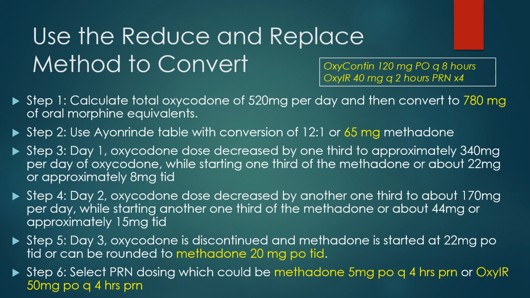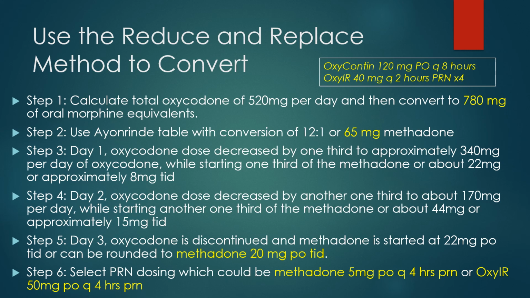Oxycodone dose is decreased by 1/3 to approximately 340 mg per day of oxycodone, or starting 1/3 of the methadone, or about 22 mg or approximately 8 mg TID. Step 4. Day 2. Oxycodone dose is decreased by another 1/3 to about 170 mg per day, or starting another 1/3 of the methadone, or about 44 mg or approximately 15 mg TID. Step 5. Day 3. Oxycodone is discontinued and methadone is started at 22 mg PO TID, or can be rounded to methadone 20 mg PO TID.